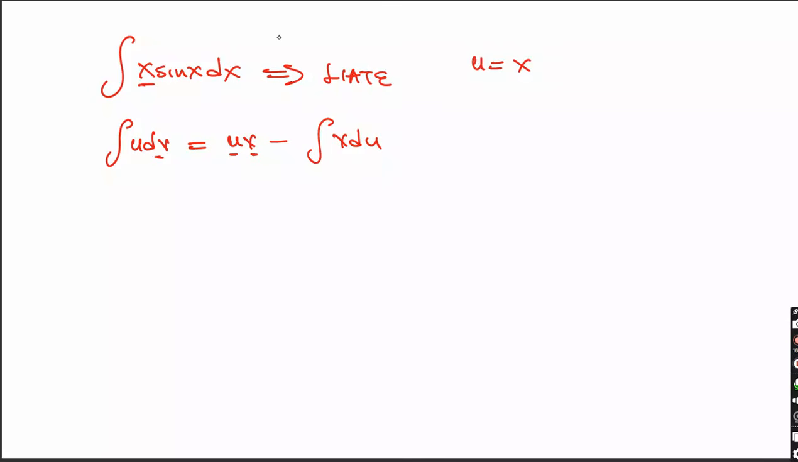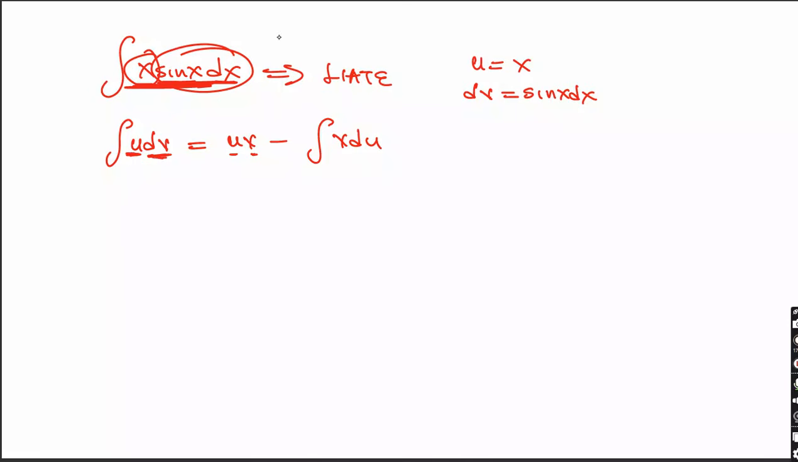If this is u, this u stands for x. That means the remaining part is dv here. So that means this is our dv. So you say dv is equal to sine x dx. And this makes a lot of sense because this is what we are looking for. We have u and we have dv.